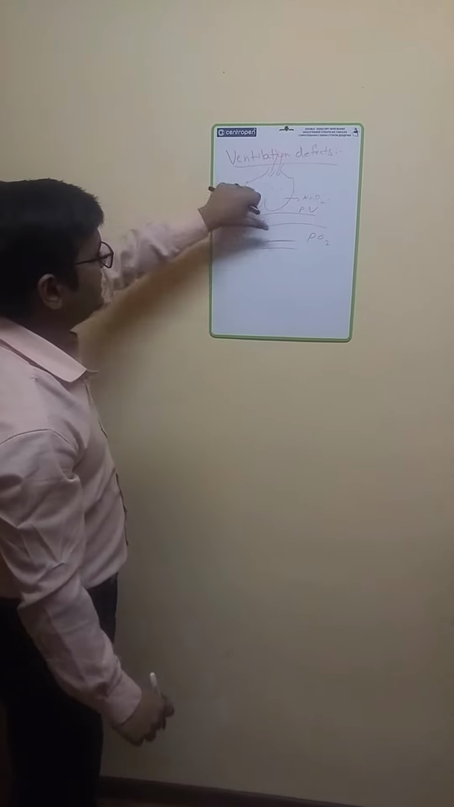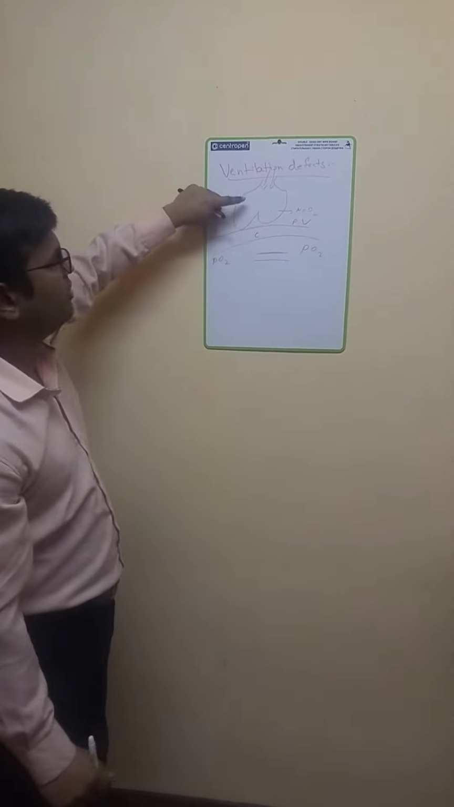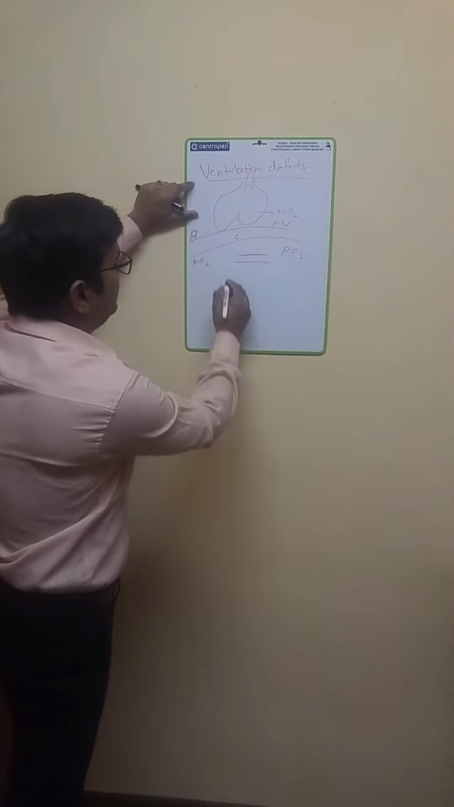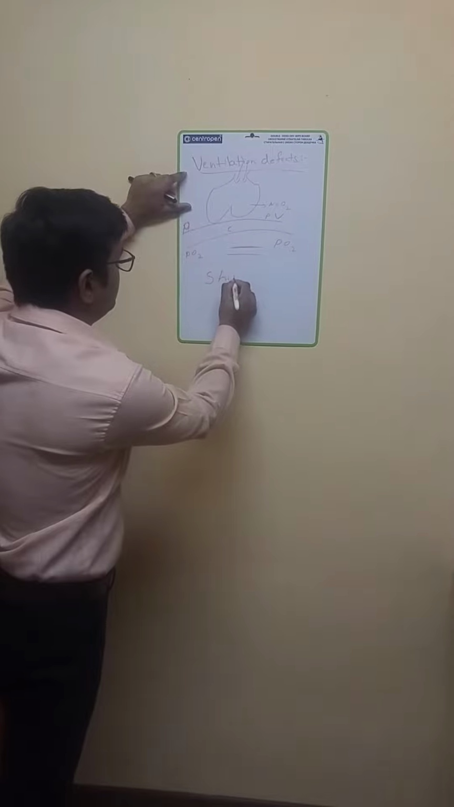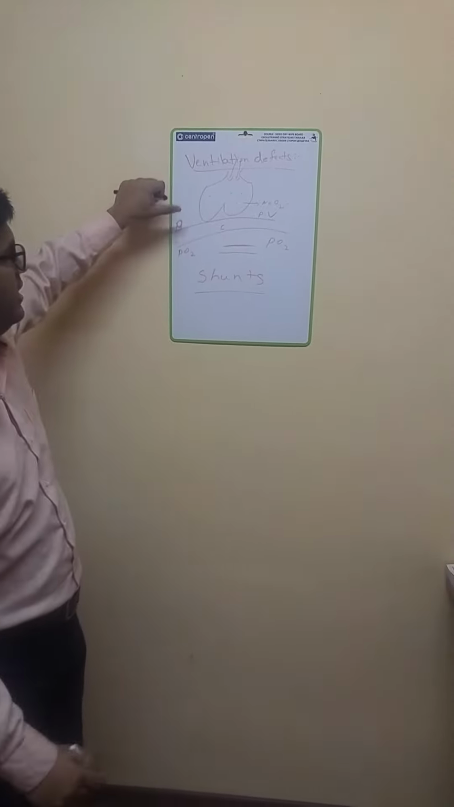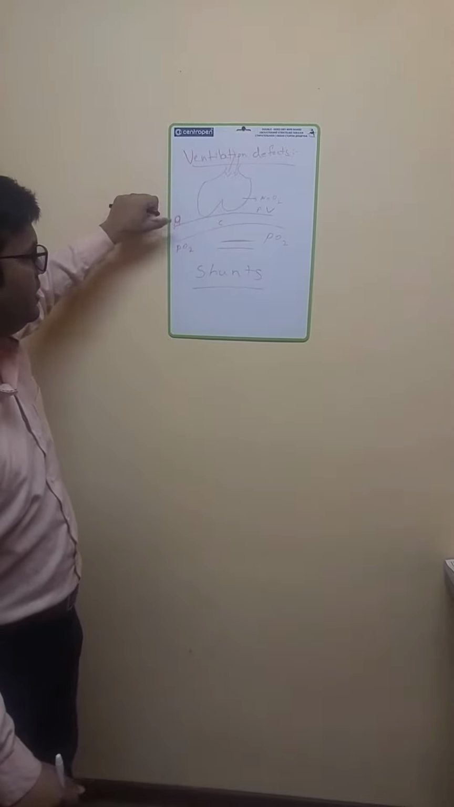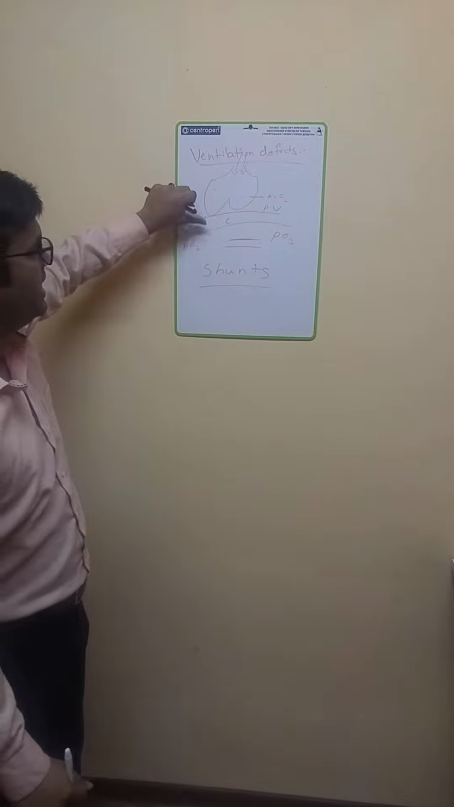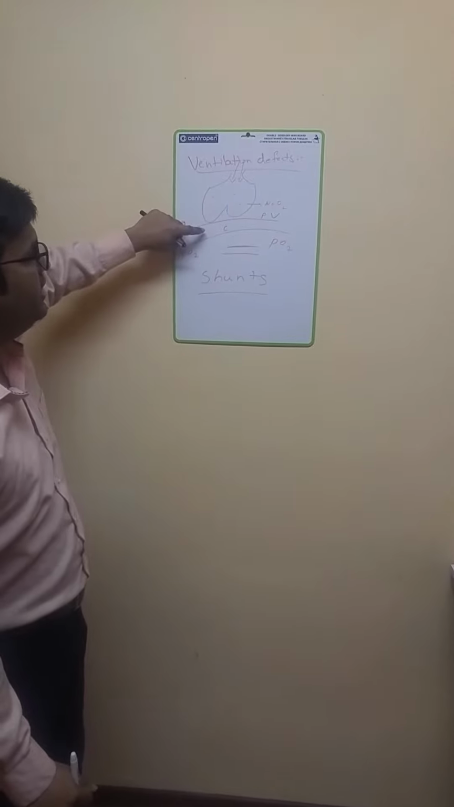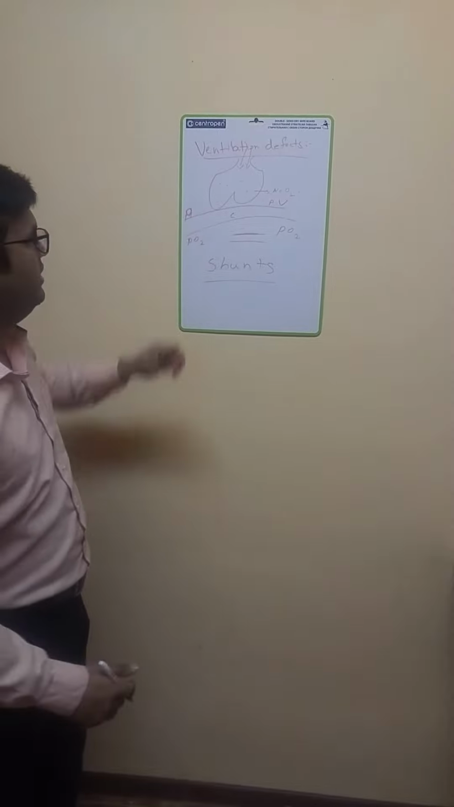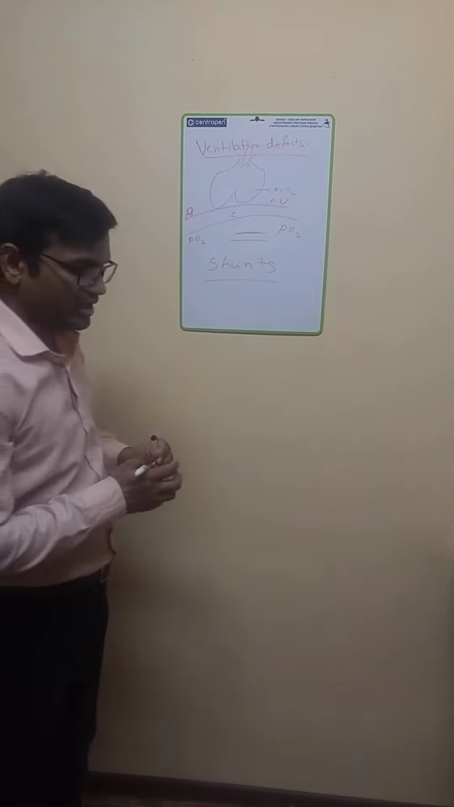Now, as it is equal, there is no exchange of gas between them. So, ventilation defects produce shunts. There is shunting of blood when there is ventilation defect. Shunt means there is no oxygen exchange between the capillary bed of the pulmonary capillaries and the alveoli. So, ventilation defects produce shunts.